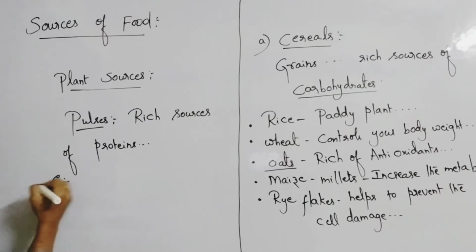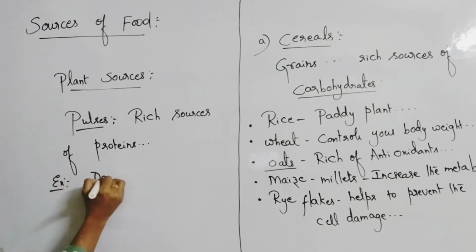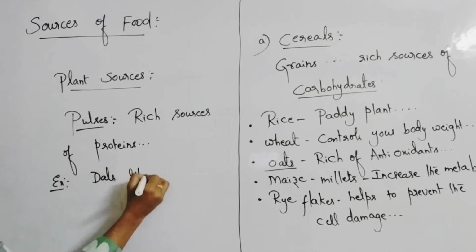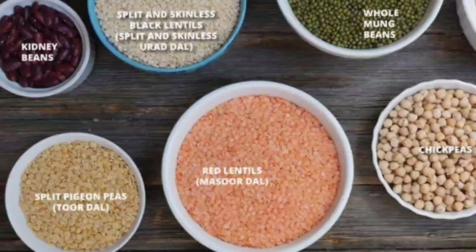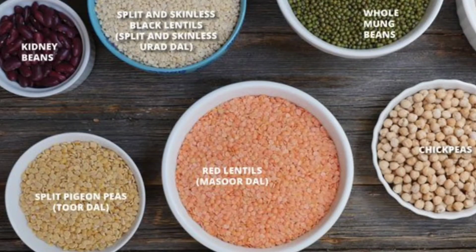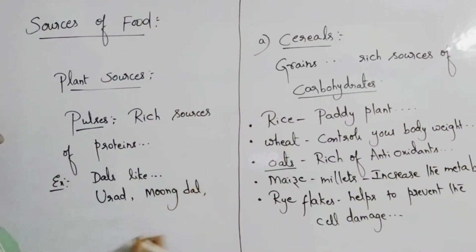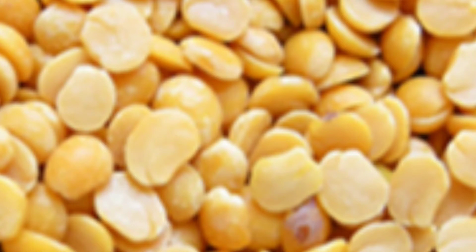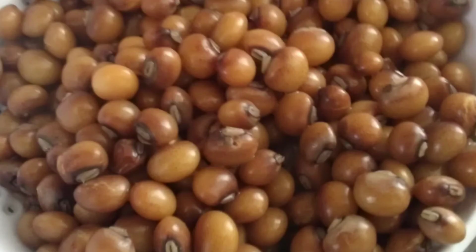So what are the examples? Examples for pulses are what? Dals. Dals like what? Just now we have learnt the ingredients of idli. What are those? Dals like urad dal. Very, very important. Urad dal. Moong dal. Black gram. Red gram. Pigeon pea. So many examples are there.